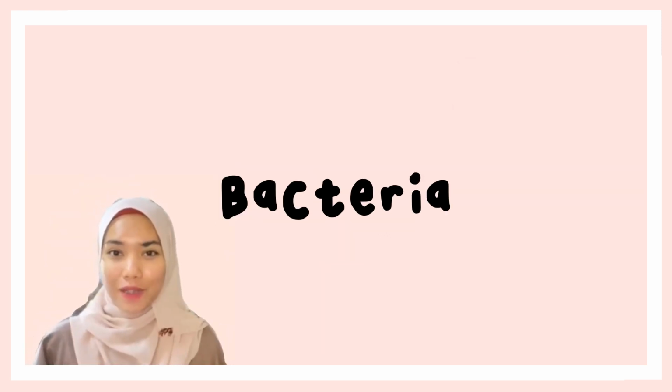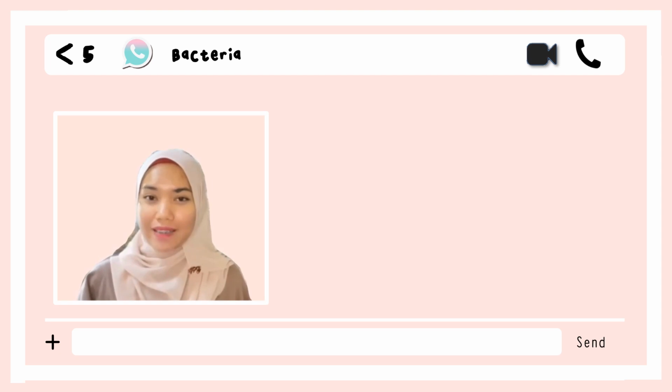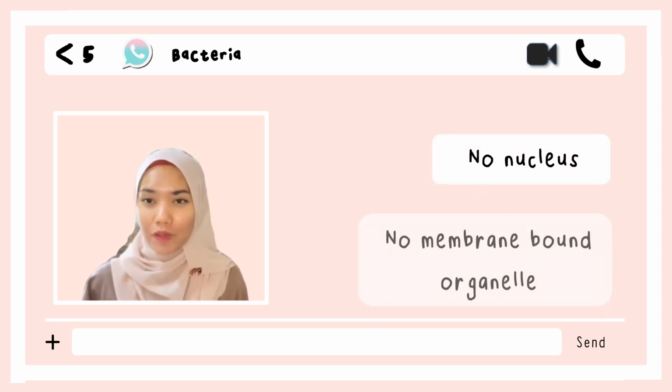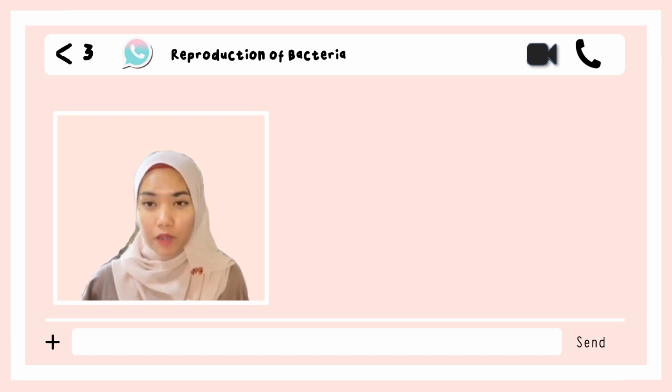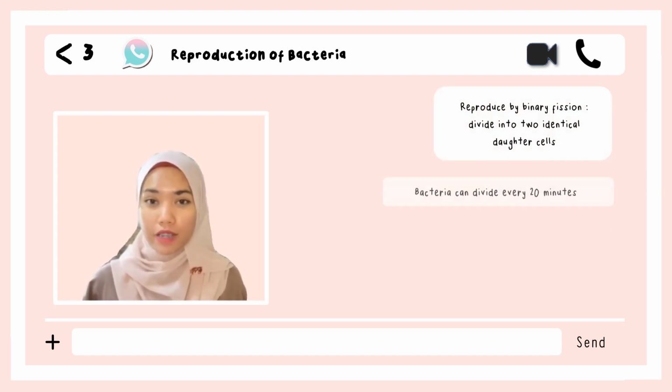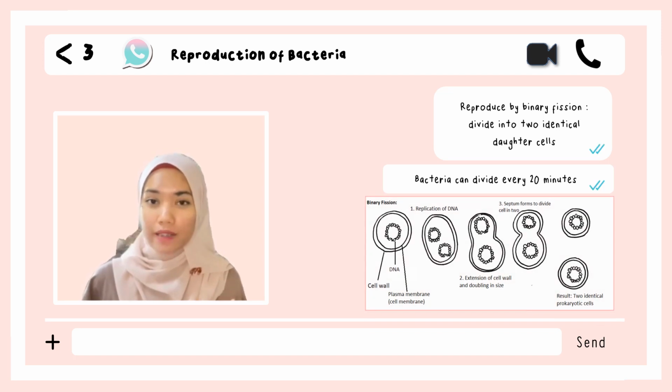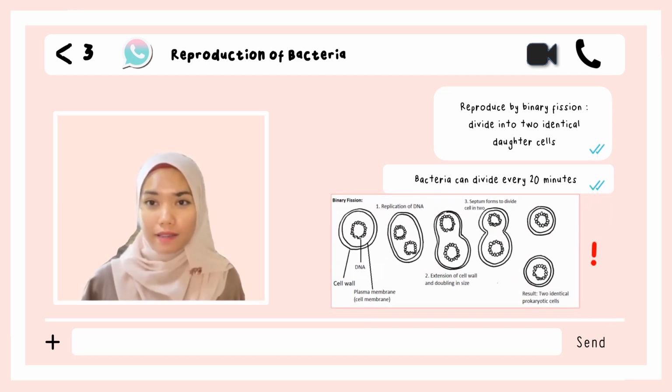Do you know what is bacteria? Bacteria is a single-cell microbes. They have no nucleus or membrane-bound organelles. They store their genetic material in a single loop of DNA. What about bacterial reproduction? Bacteria can reproduce by the process called binary fission. In this process, the bacterium will divide into two identical daughter cells.